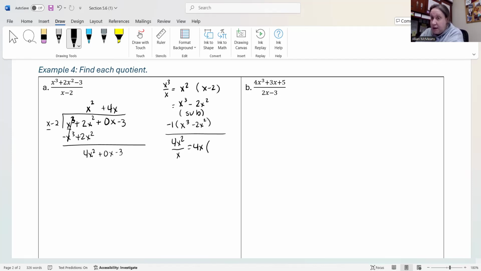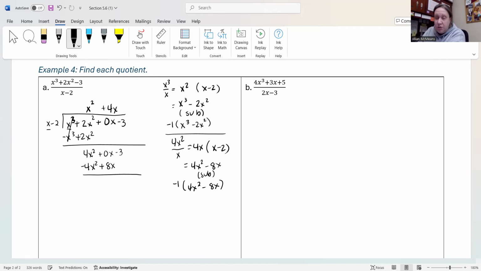Now, 4x times my divisor becomes 4x squared minus 8x. And remember, we have to subtract this. So I just get -1 times 4x squared minus 8x. And let's see what happens there. -1 times 4x squared is -4x squared. -1 times -8x is plus 8x.